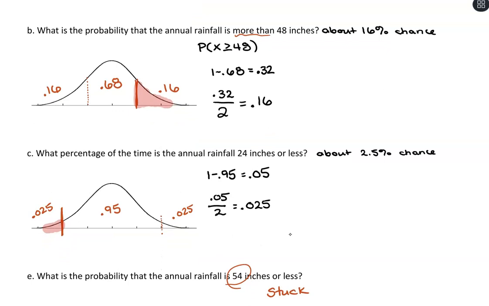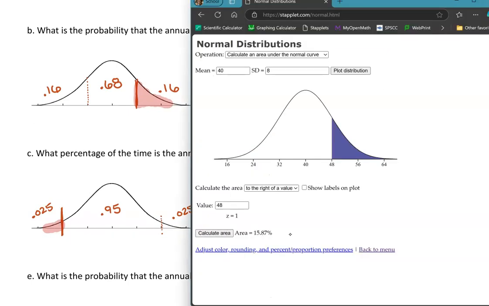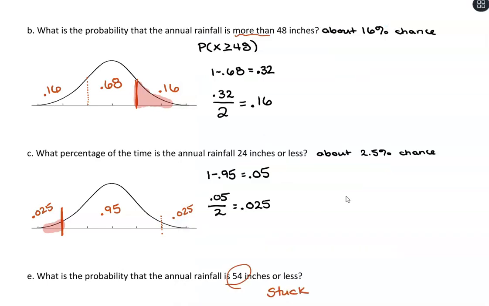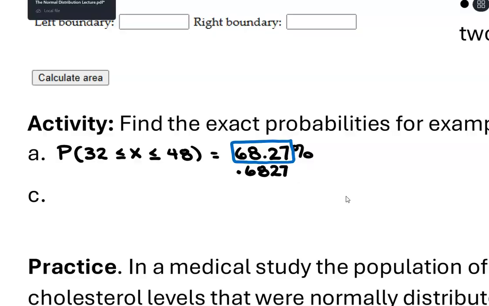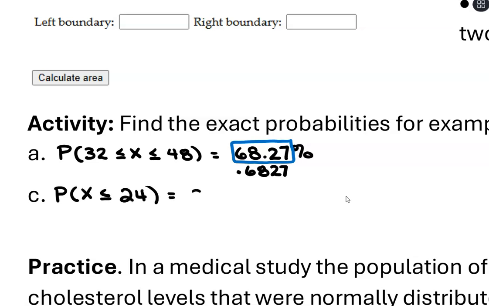Okay, part C, we're looking for 24 inches or less. So with this, we'll be looking for area to the left, and our cutoff is 24. And for that area, we get 2.28%. To get my pictures matching up, and I'm also seeing that it's close to the answer that I got with the empirical rule, but this has more accuracy to it. So that was 2.28%, less than or equal to 24.